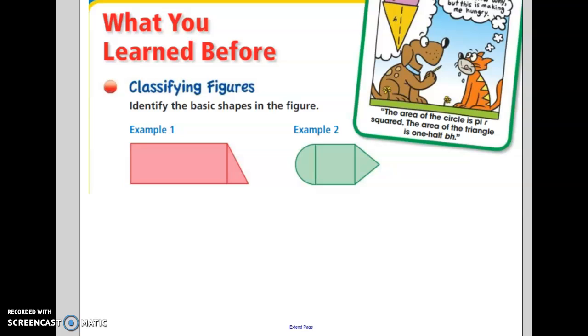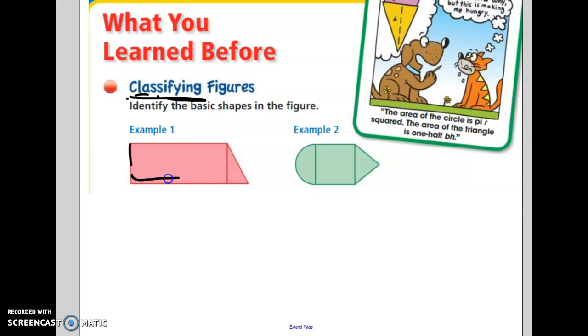We're going to do, like we always do, start with what you learned before. I think this one's pretty basic. It's asking, first of all, these first few examples are just classifying figures. And classifying just means we're going to name the shapes. So identify the basic shapes in the figure.